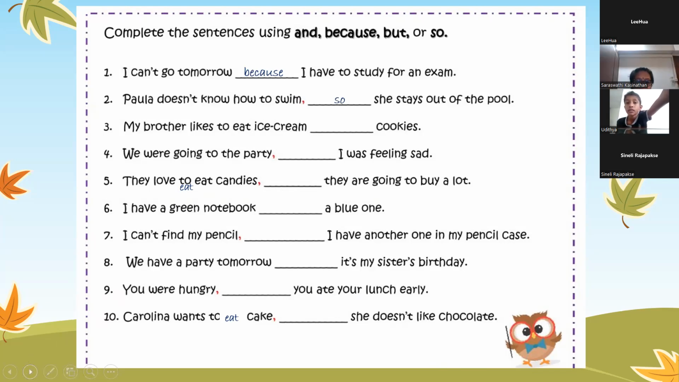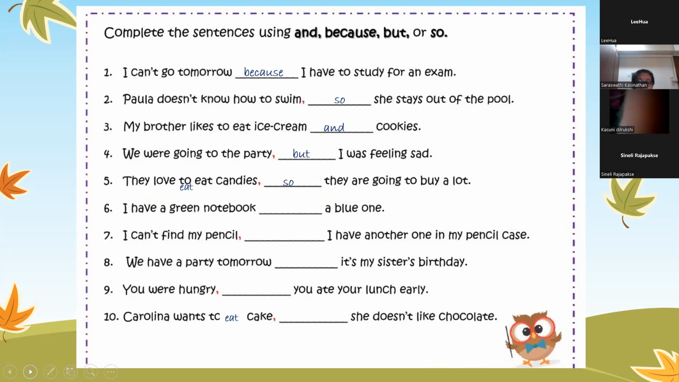Number 3. My brother likes to eat ice cream and cookies. Number 4. We were going to a party, but I was feeling sad. Yeah, but okay, because a party is happy, right? So contradicting is sad, right? Okay, very good. Number 5. They love candy, so they're going to buy a lot. So they love to eat candy, so they are going to buy a lot of them, right?